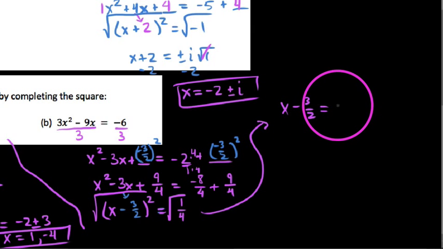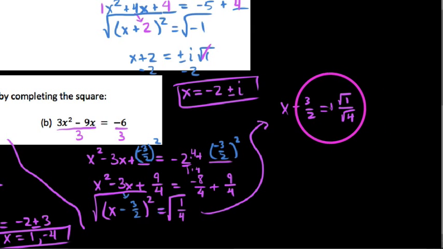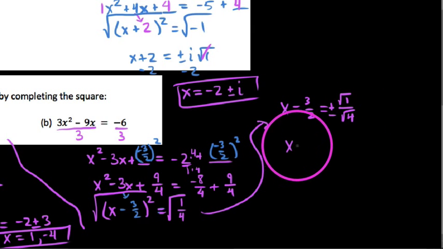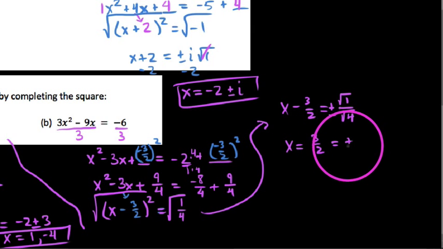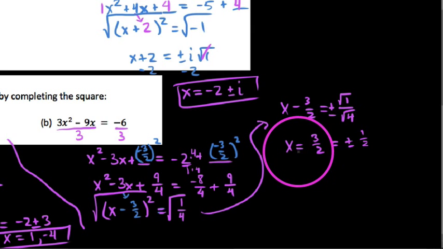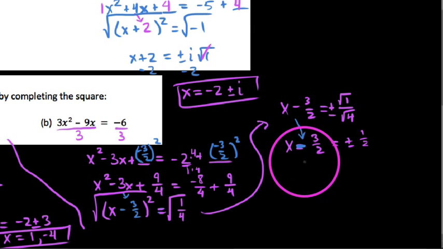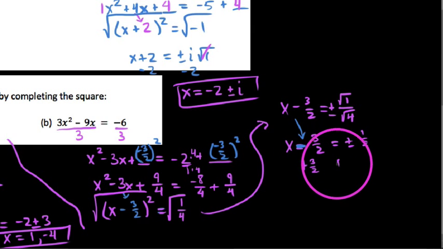On the right-hand side, we're going to get plus or minus the square root of 1 over the square root of 4. We all know that the square root of 1 is 1, and the square root of 4 is 2, so we get plus or minus a half. And now, oops, this is a negative here, sorry, it's a negative sign from right there. We're going to add 3 halves to both sides of this equation.